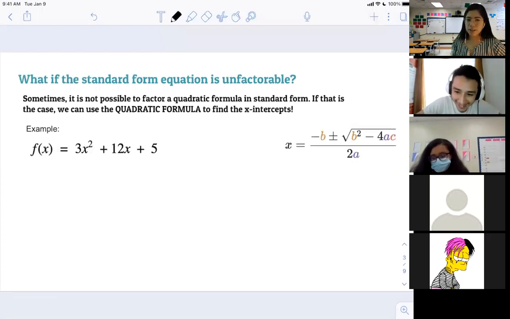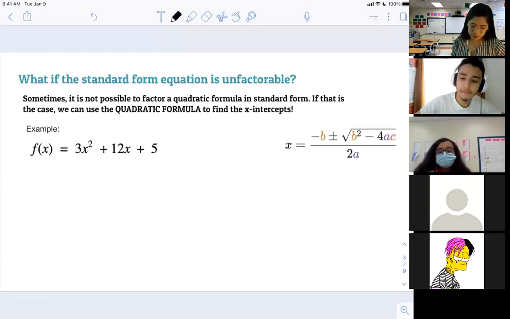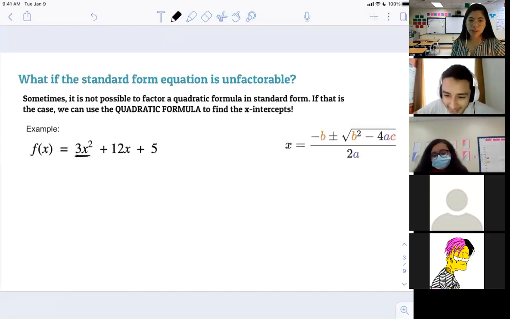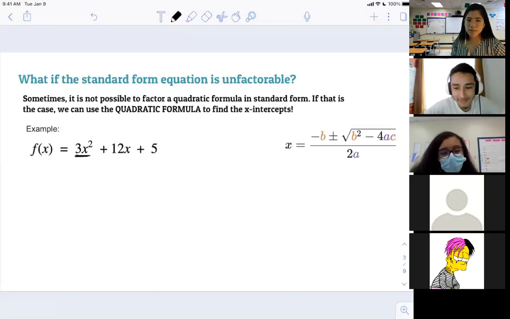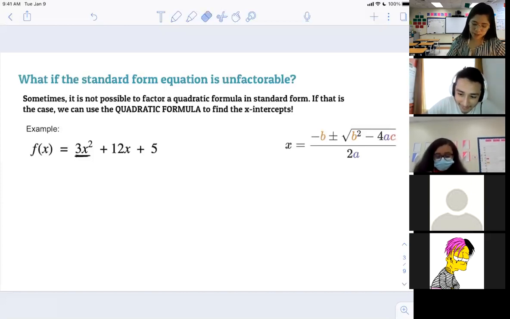Can you factor a function that has a leading coefficient? No. So here the leading coefficient is 3. Can we take out that 3? Can we divide by 3 all the way across? No. Since we can't take out that 3, we have to use the quadratic formula. So let's do it. Ready, guys?